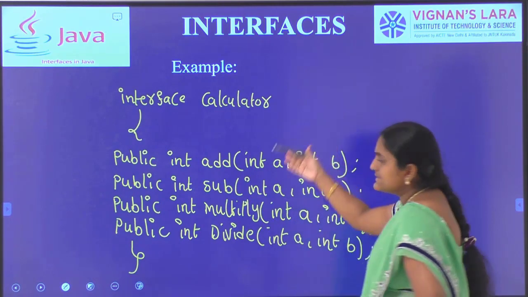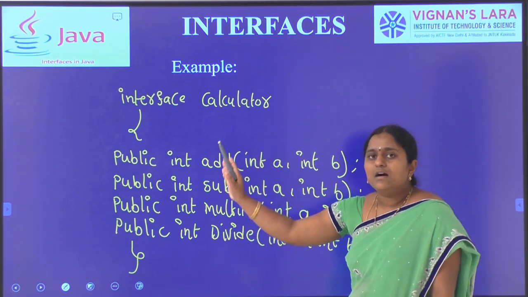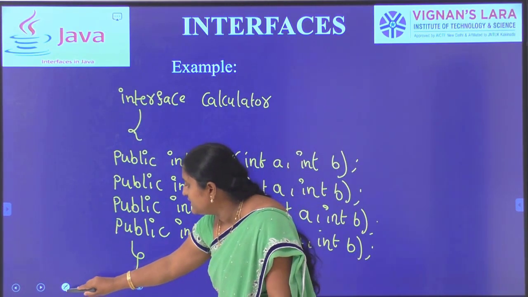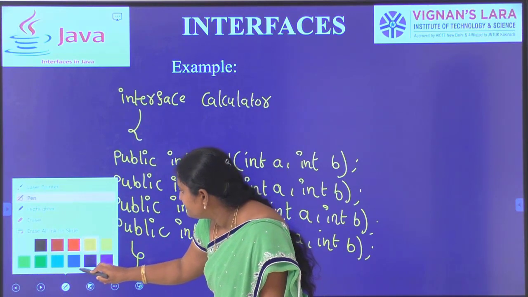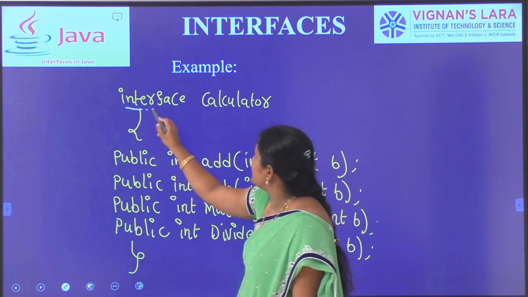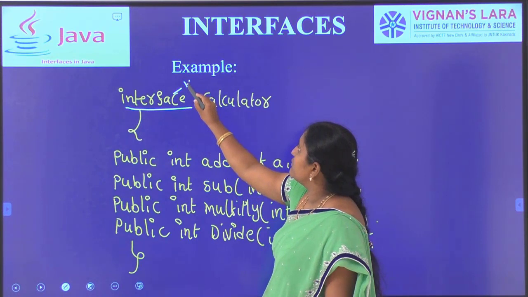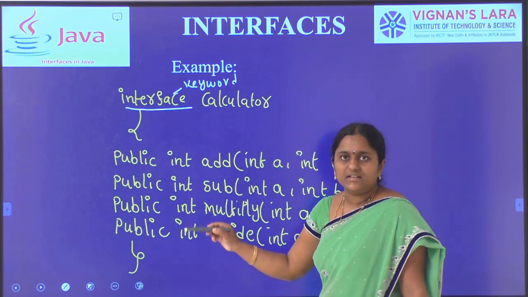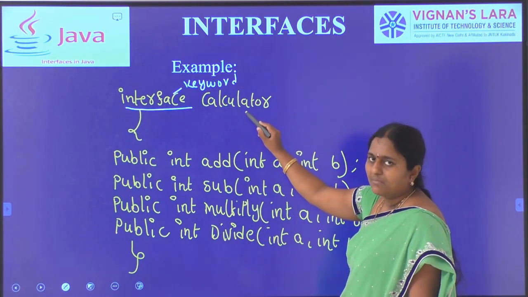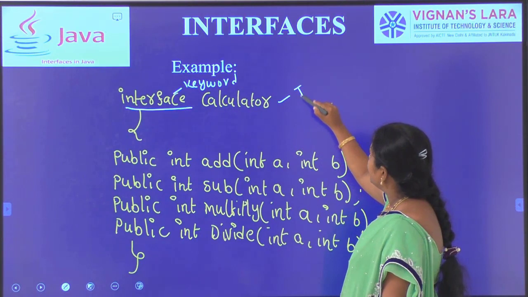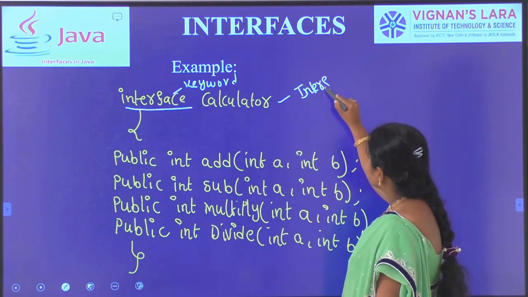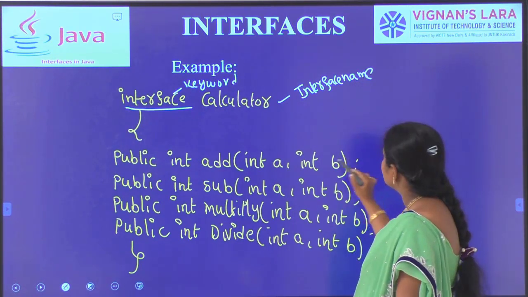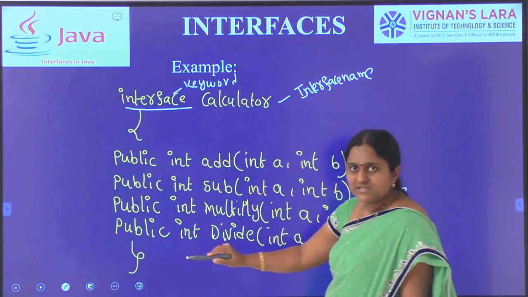Let us see this interface declaration here. An interface declaration starts with the interface keyword. Here interface is a keyword, followed by the interface name. Here, what is our interface name? Calculator. It is the interface name. Similar to a class, the interface body is mentioned within braces.